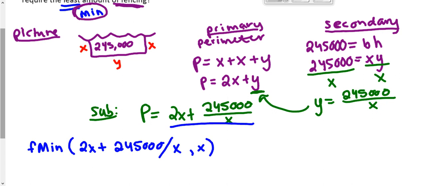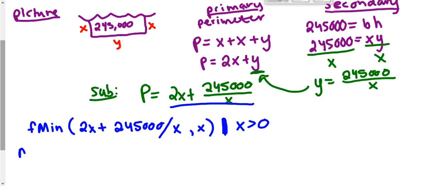And then we are dealing with measurements, so we can't have a zero measurement and we can't have negative. So we need to do such that, so that's the vertical bar, x is greater than 0. When we type all of that into our calculator, we will minimize the equation. And from there, it'll give us that x is equal to 350.